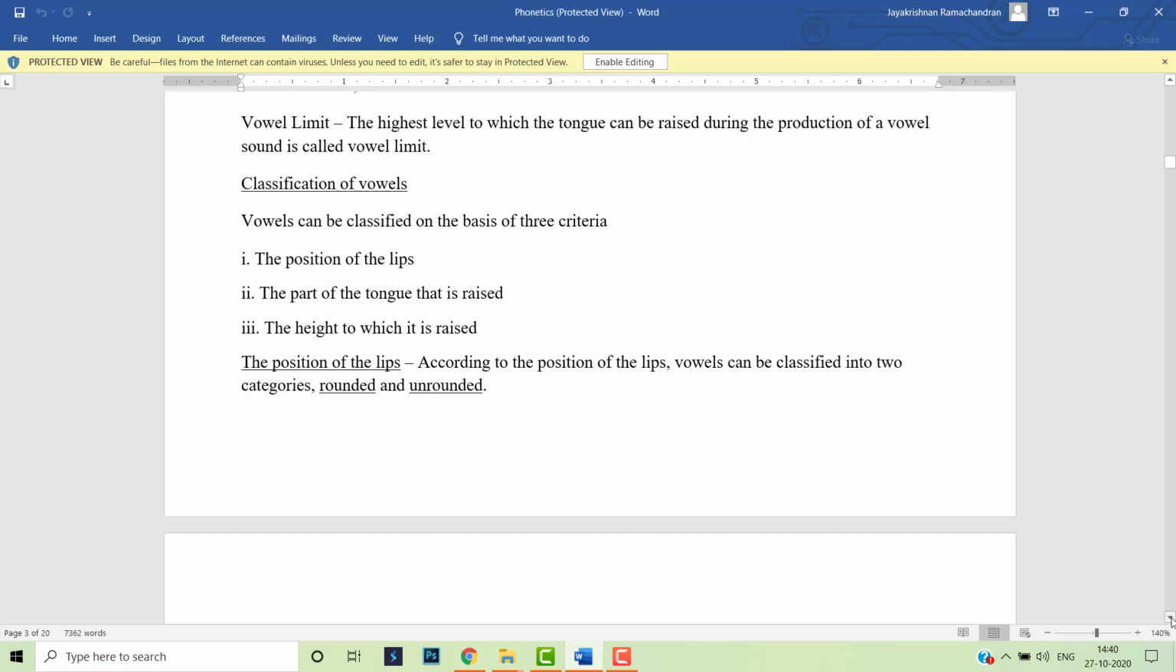So right up front you have to know here that vowels can be classified into three. Vowels can be classified on the basis of three criteria. First one, the position of the lips. Second one, the part of the tongue that is raised. And the third one, the height to which it is raised. Now we come to the first classification, the position of the lips. Now according to the position of the lips, vowels can be classified into two categories, rounded and unrounded.